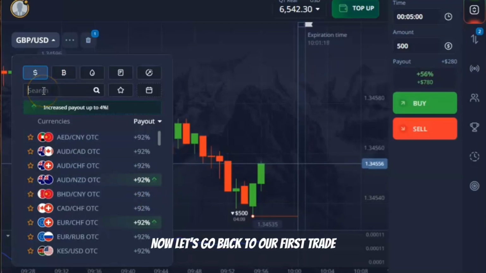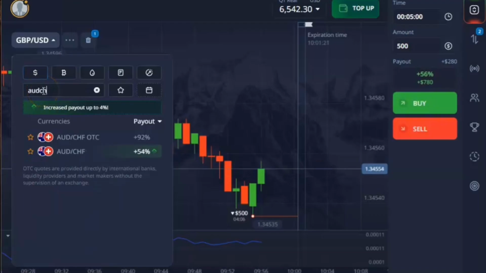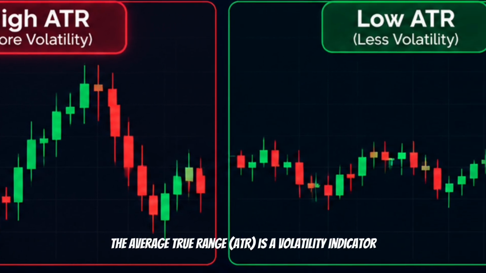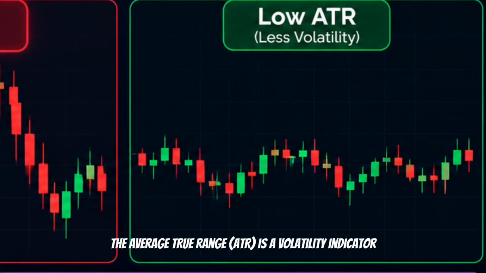Now let's go back to our first trade. Now let's briefly understand the average true range, ATR indicator. The average true range, ATR, is a volatility indicator.